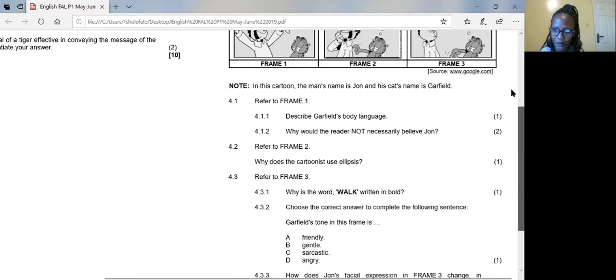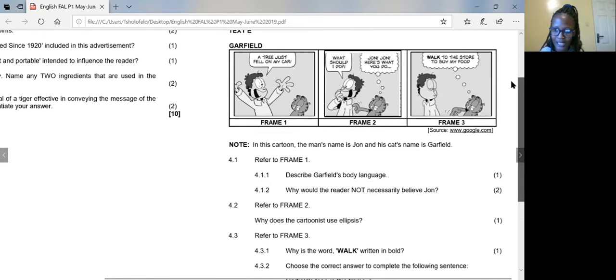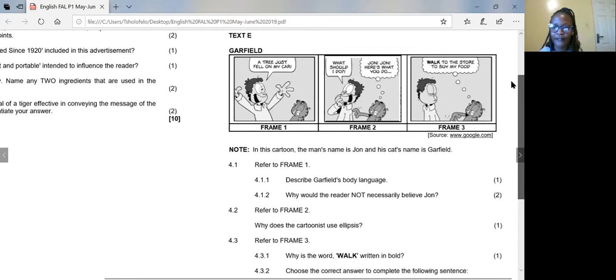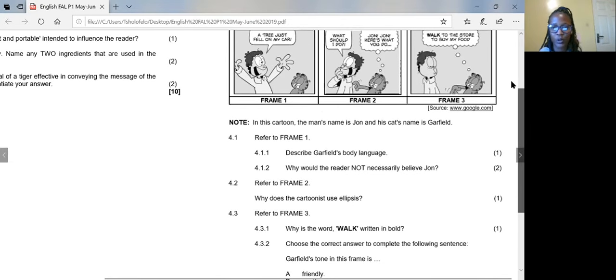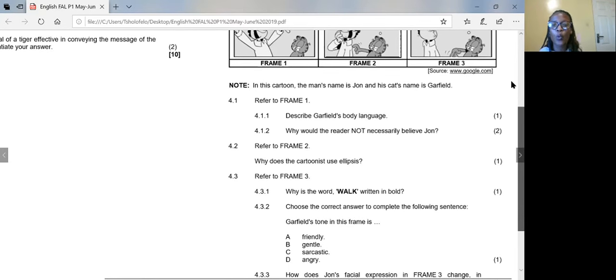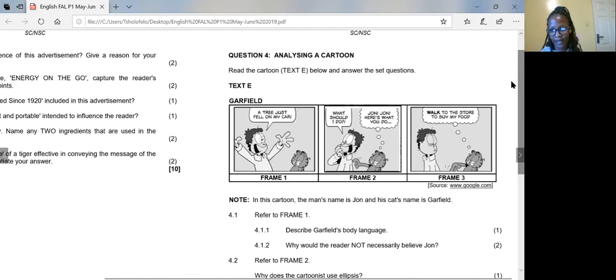They say you must now refer to frame 3. You see, we started with frame 1. The examiner now is landing us in frame 3. Let us check the question. The question says, why is the word walk written in bold? Remember what I said?